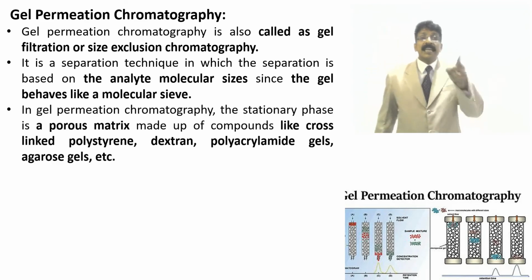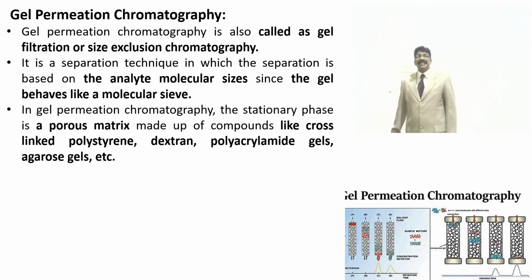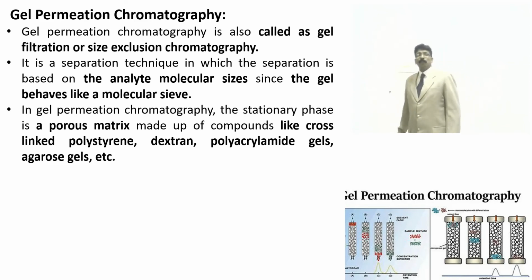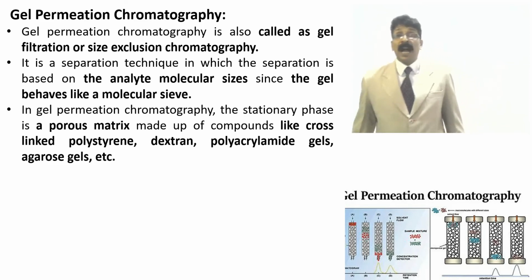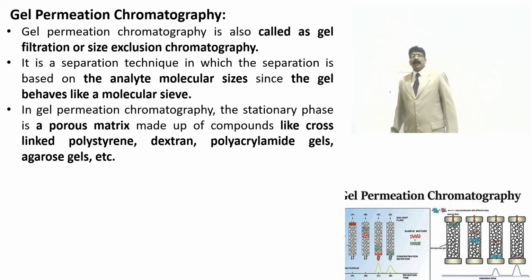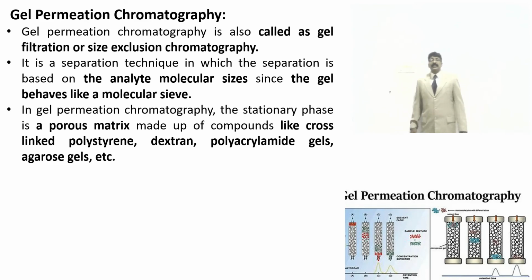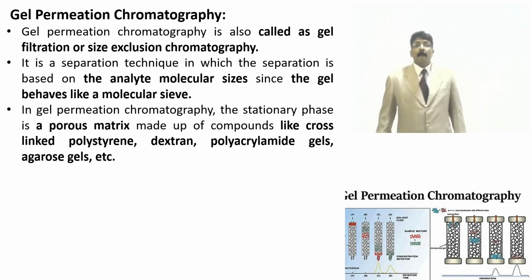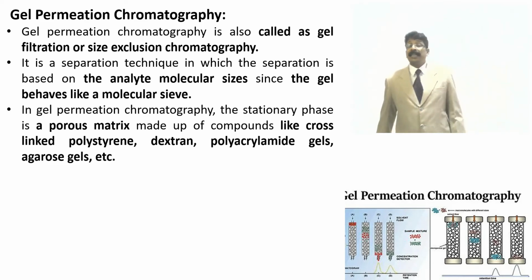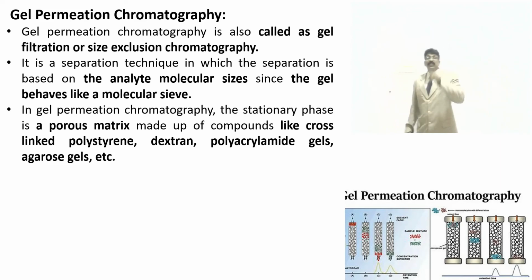In gel permeation chromatography, the stationary phase is a porous matrix. You might have studied about this porous matrix even in your sustained release tablets study and various matrix tablets, matrix systems. You might have studied about the matrix porous system of a gel made up of compounds like cross-linked polymers. These all can be used as a stationary phase.